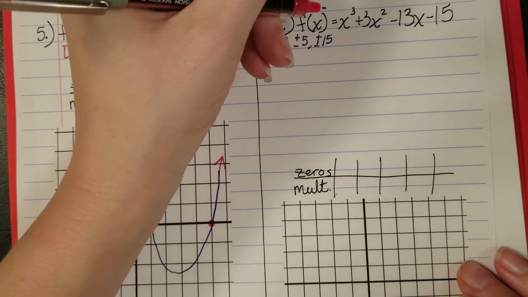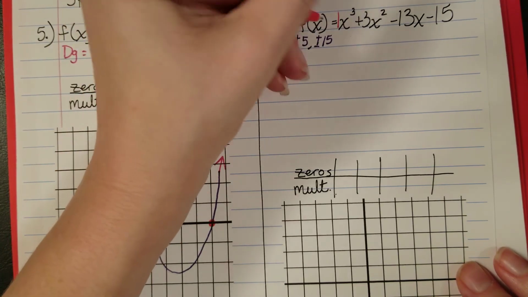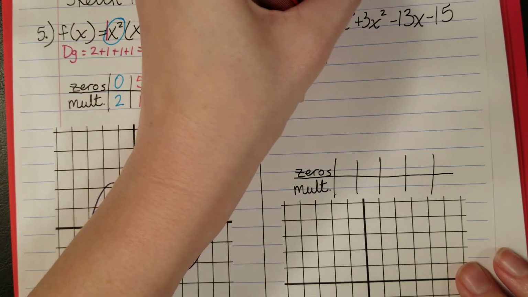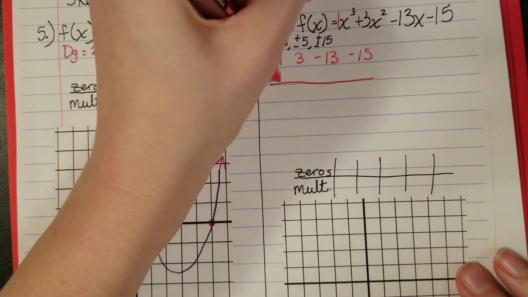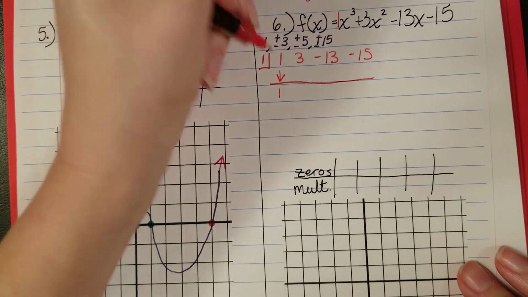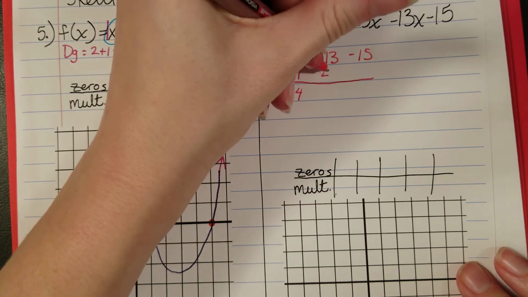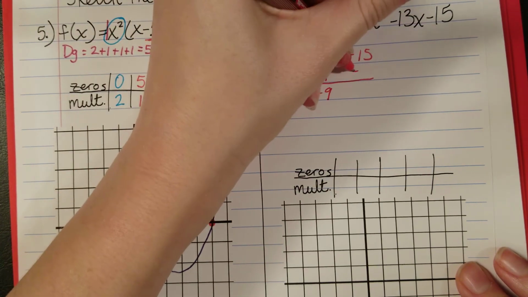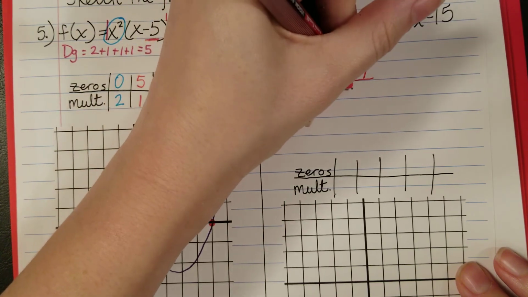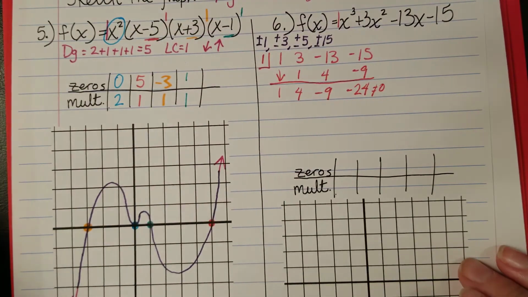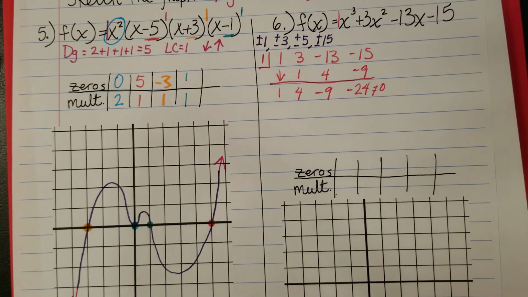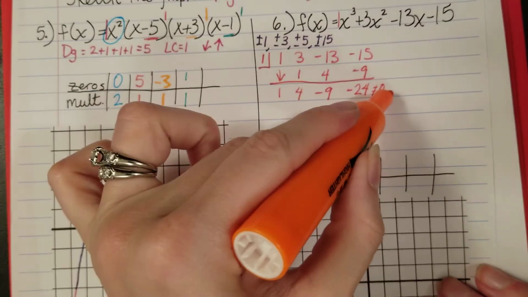All right, so then my coefficients, I've got 1, 3, -13, -15. So 1, 1, 4, 4, -9, -9, and that'd be -24, which is not equal to 0. So therefore I would say, okay, 1 did not work, and I would move on to do -1.